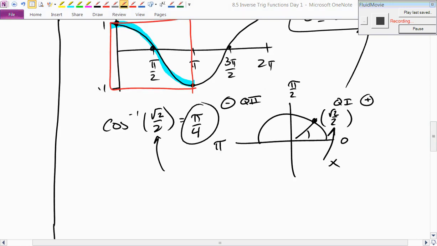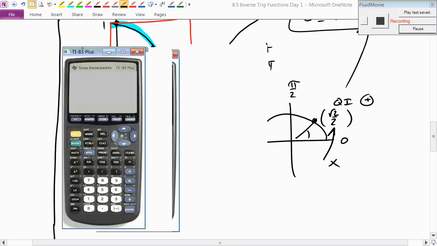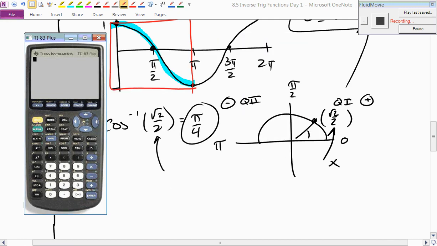And we'll verify that on the calculator. We'll ask the calculator, what is the inverse cosine of square root of 2 divided by 2? And it will give us this. That's not right. What do I have? Second entry. Square root of 2, then divide by 2. And boom, there we go. Pi divided by 4. Same exact answer. So inverse cosine of rad 2 over 2 is just pi over 4.